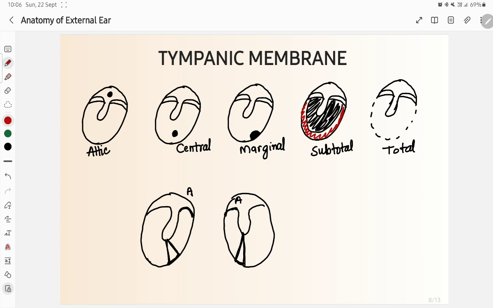So now we will look at the position of our cone of light. Is the cone of light present between 3 to 6 o'clock or is it present between 6 to 9 o'clock? So if it is present between 3 to 6 o'clock, it is right ear. And if it is present in 6 to 9 o'clock, it is left ear.